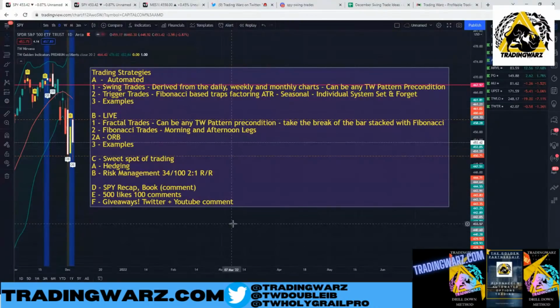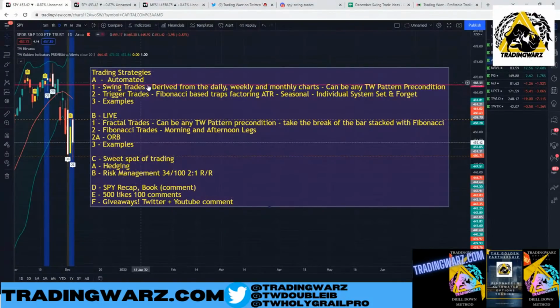Then we have Fibonacci trades, which are the morning and afternoon legs. I wrote about this extensively in my Fibonacci book. And then we have the opening range breakouts, which I like to focus on the 3, the 5, and the 15-minute chart. So those 3 are the time frames that I choose. So these obviously involve a lot more attention. You have to be at the chart, you have to identify the pattern, etc.